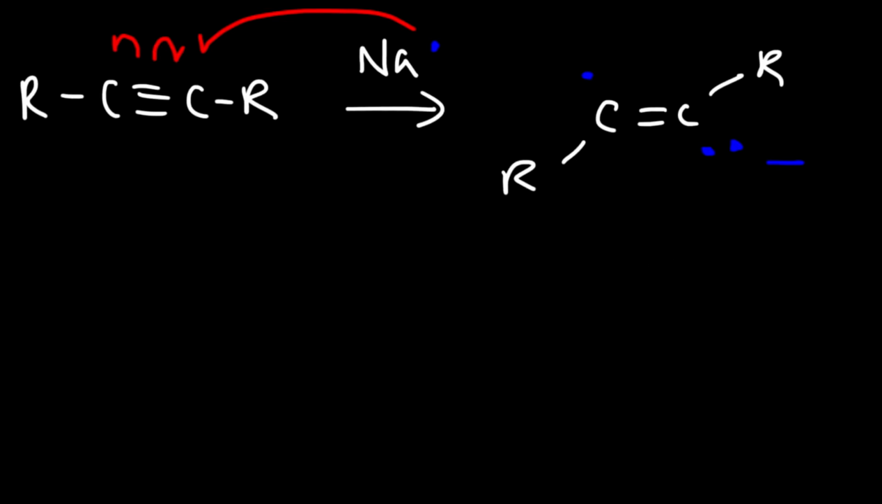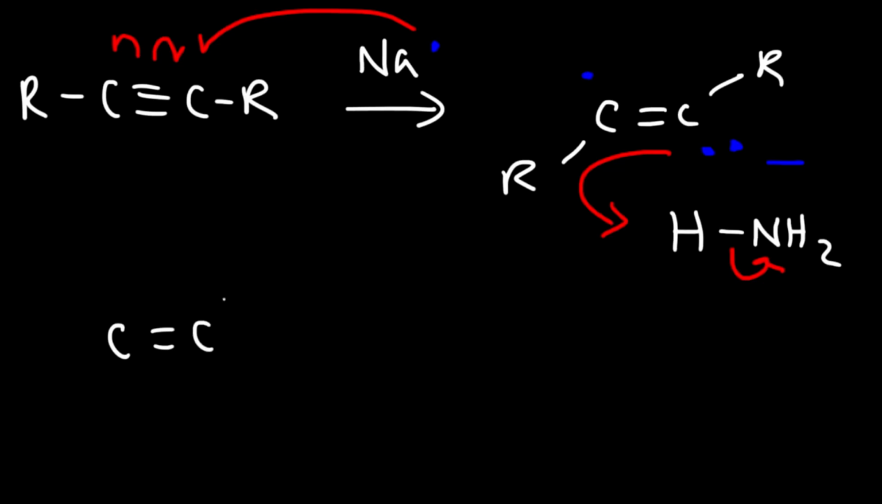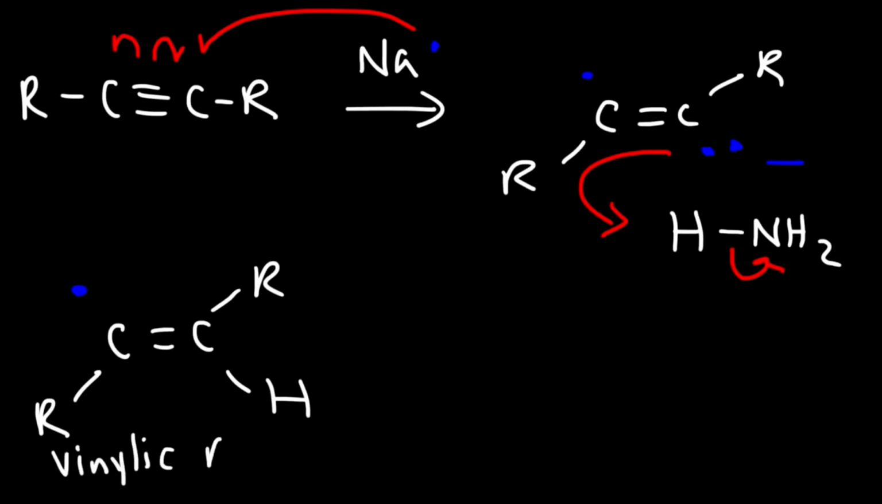Now, in the next step of this mechanism, we're going to react the radical anion with ammonia. So the carbon with the negative charge is a strong base. It's going to take off a hydrogen from NH3, giving us the NH2 minus ion. And so at this point, we're going to have this molecule. So we still have the 2 R groups, but now we have a hydrogen atom, and we still have a radical. So what do you think this intermediate is called? This intermediate is known as a vinylic radical. The radical is directly on the double bond, so it's a vinylic group.